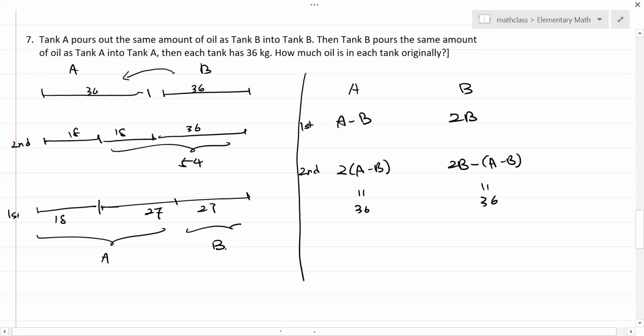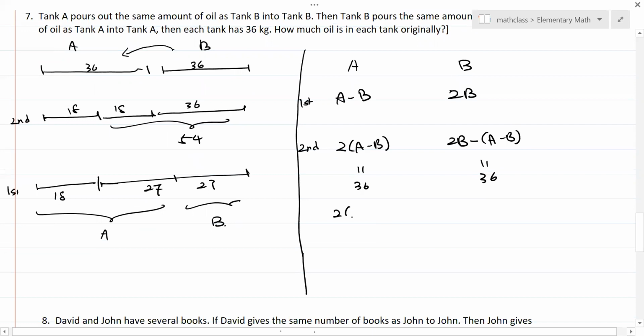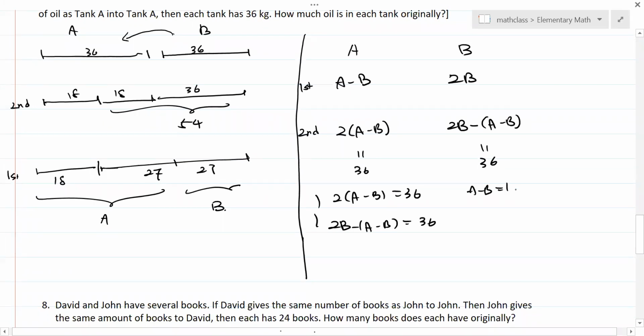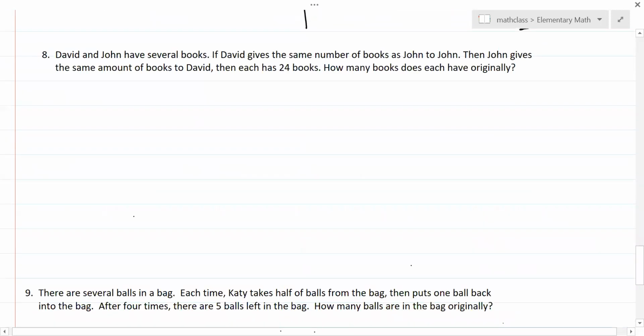Okay, so that is how you do that. You get two equations. That's much harder to figure out actually. The first equation you will get is 2A minus B equals 36. The second one, after you simplify, is minus A plus B equals 36, and you can solve it. How do you do that? Well, A minus B is going to be 18. Then you don't need to simplify this equation. You can put in this 18, so that would be 2B minus 18 equals 36. Actually, what we're doing over there in the picture, you get 36 plus 18, which is 54. Then B should be 54 divided by 2, which is 27. Okay, so that's how we do it. Let's look at the next problem.